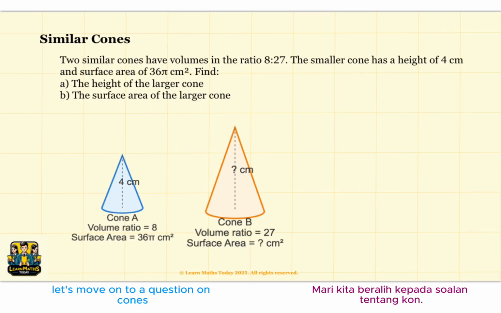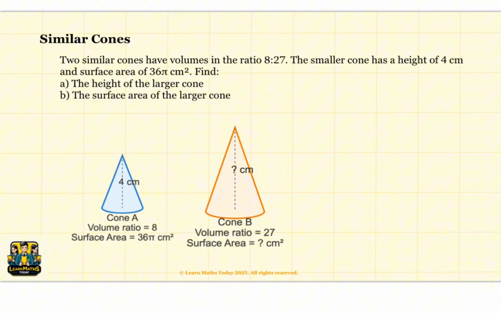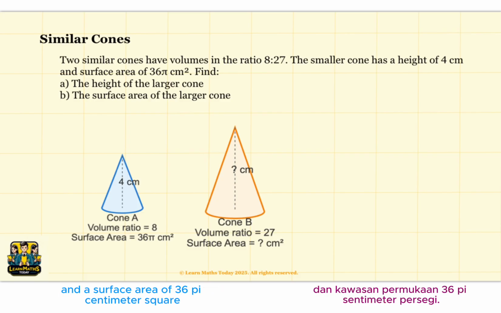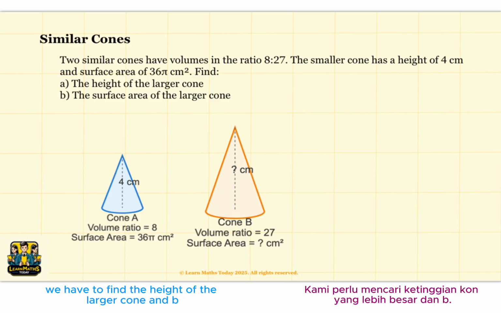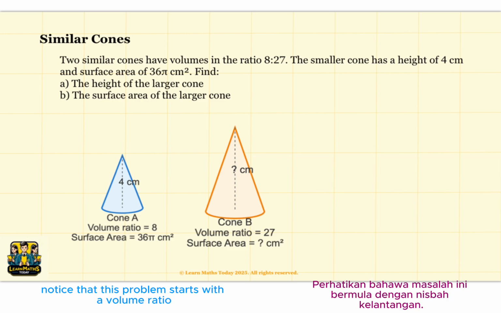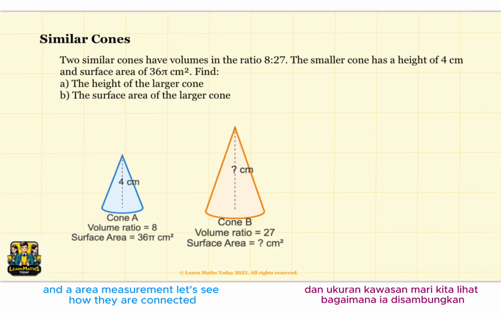Let's move on to a question on cones. Two similar cones have volumes in the ratio of 8 to 27. The smaller cone has a height of 4 cm and a surface area of 36 pi centimeters squared. We have to find A, the height of the larger cone, and B, the surface area of the larger cone. Notice that this problem starts with a volume ratio and asks us to find both a linear measurement and an area measurement. Let's see how they're connected.